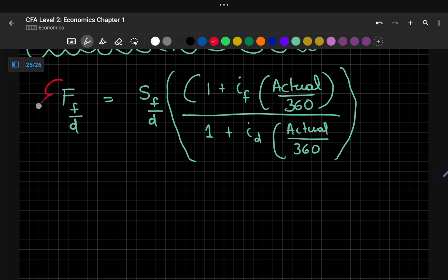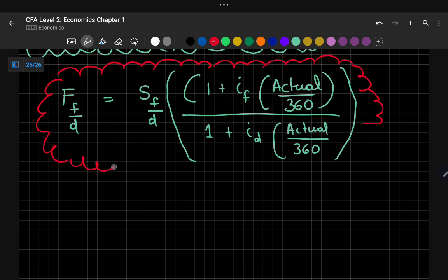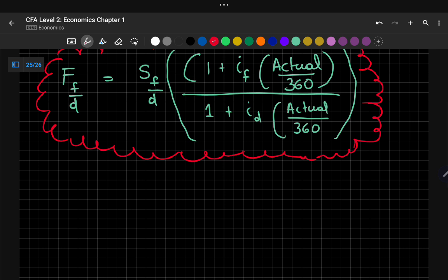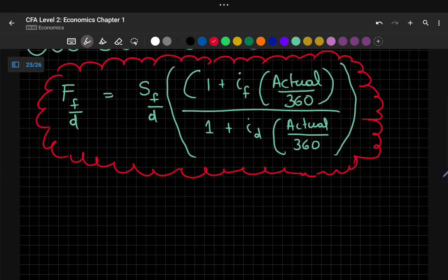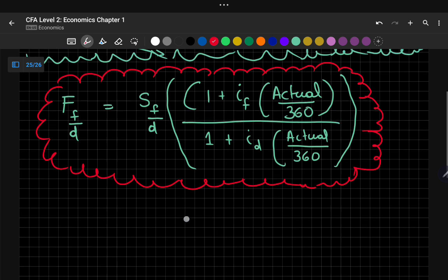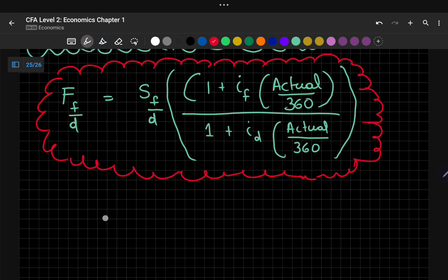Okay. So this is the equation to calculate, not the forward interest rate, but the price for forwards, the forward currency, the price at which the currencies would be exchanged. Okay, so this is the forward price, and this is the equation to get the forward price. Okay, so learn this equation by heart.